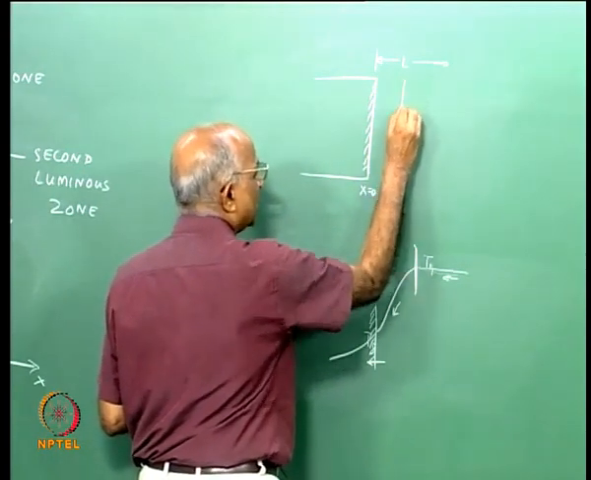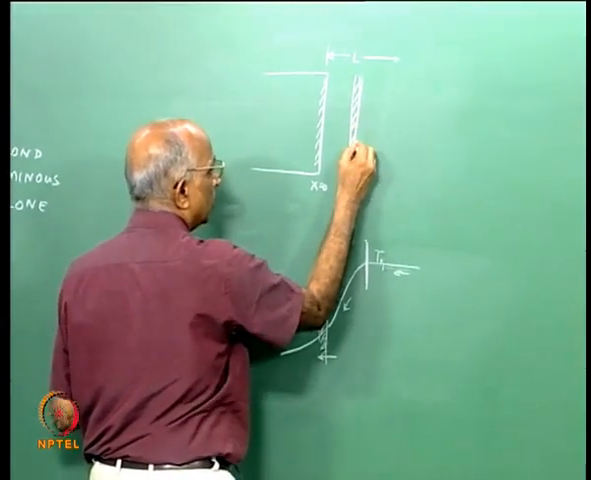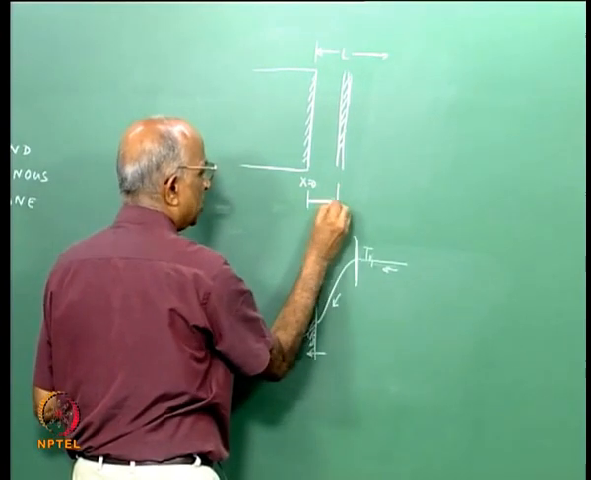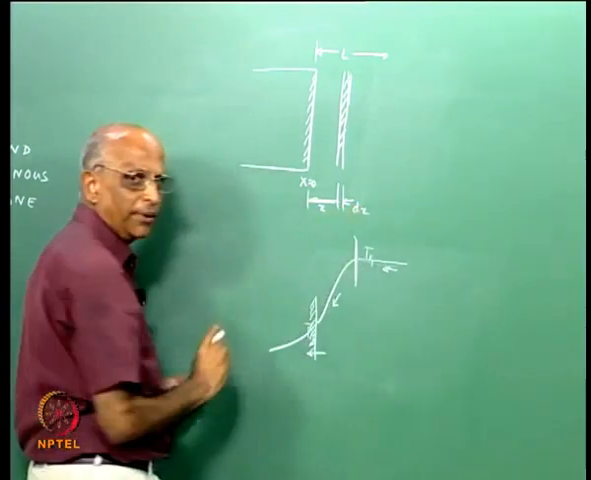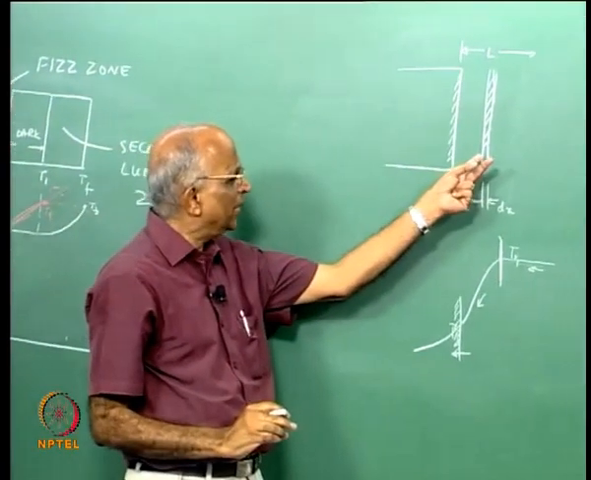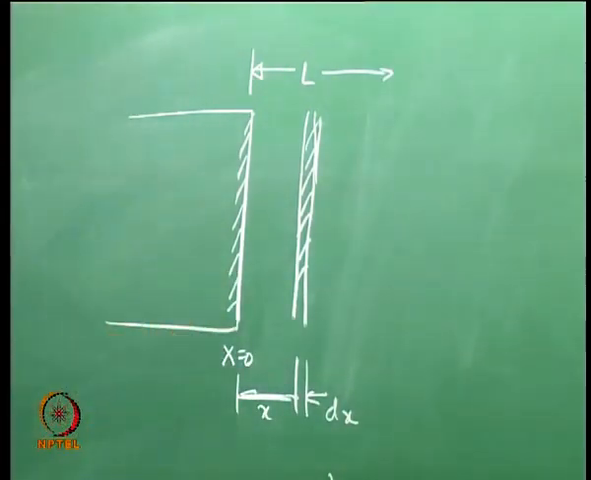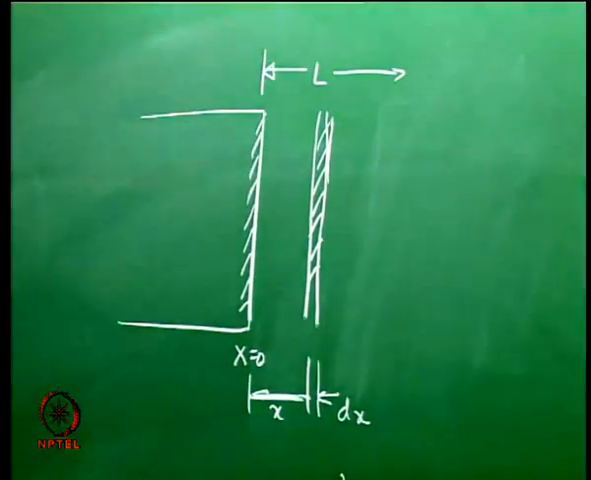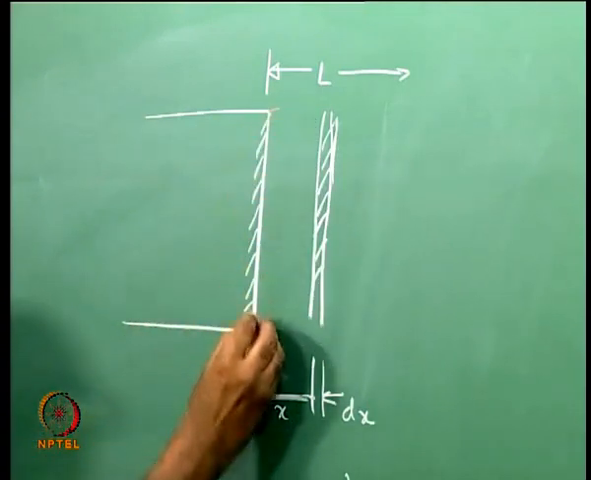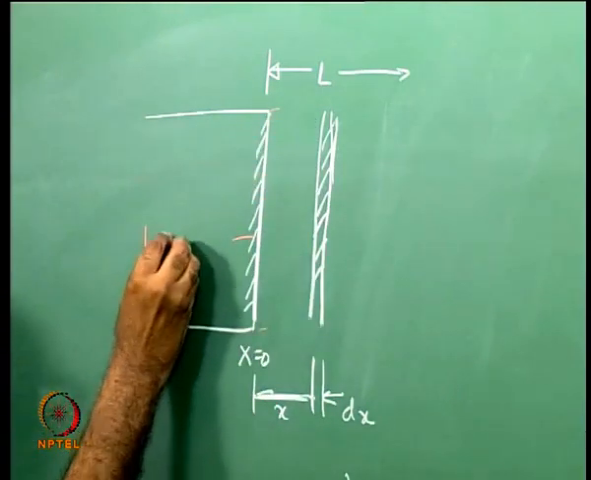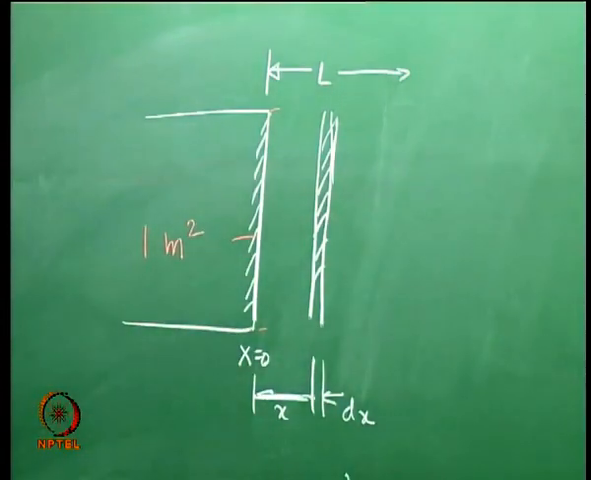I am interested in, let us say, a small element over here within the fizz zone at a distance x from the surface and of width dx, right. I would like to write an equation for this element and then find out how the burning works, and this is how we do any heat transfer problem, right. Also, to make things clear, let me say that the surface area over here is equal to unity, 1 meter square, such that I do not need to carry the value of A as I am doing the problem.